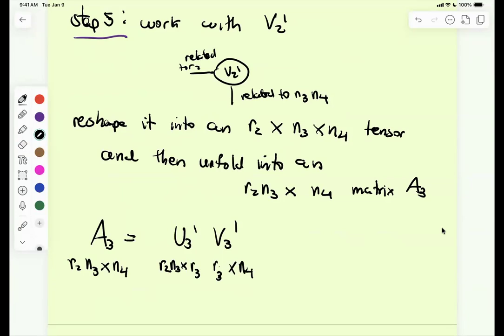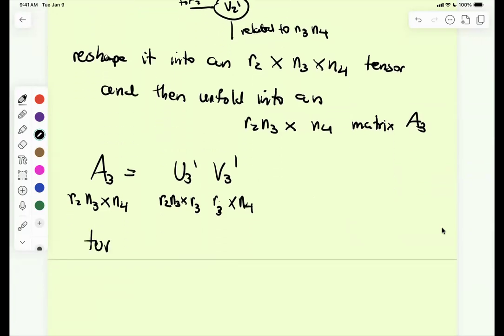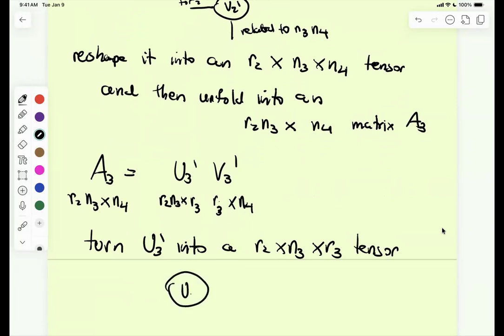And then again, you want to keep U3 prime as it is, but first turn it back into a tensor. So you break it apart in slices. You turn U3 prime into an R2 times N3 times R3 tensor, which again I'll just call the same, because otherwise you have to introduce so many new letters. Just by saying the size, it's understood: the way I'm expressing the size will tell you whether I'm thinking of it as a tensor or as a matrix, and also the number of legs that I'm drawing for it.